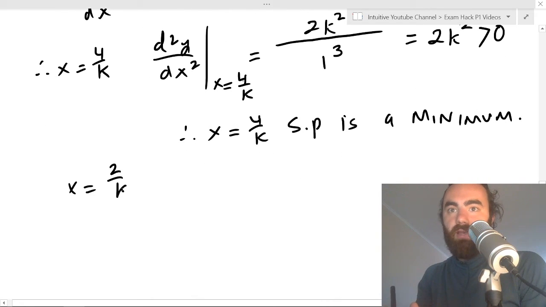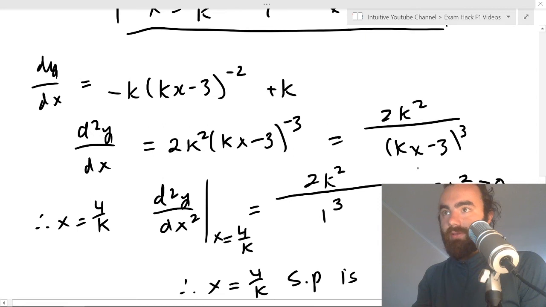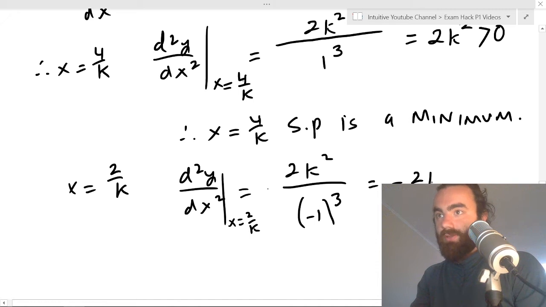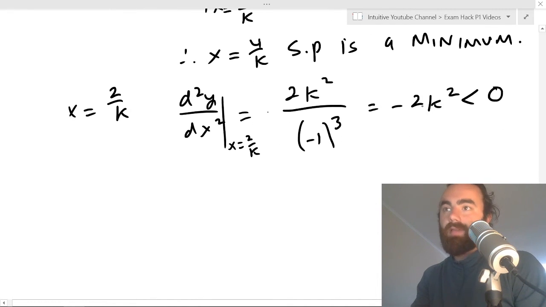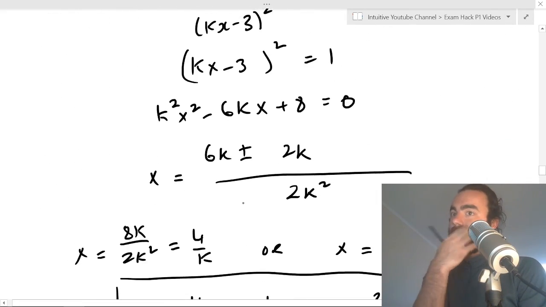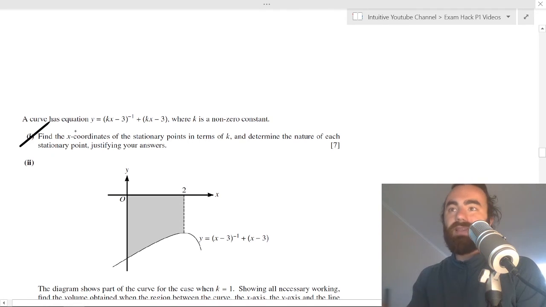And then you can do the same for the second one, where we substitute in x equals 2 over k, and we get 2k squared over 2 minus 3, so you get minus 1 cubed, which is minus 2k squared, which is less than 0, because k is greater than 0. So therefore our x equals 2 over k stationary point is a maximum. Cool, so we've determined where those stationary points are in terms of k, and also the nature of those stationary points. And that's 7 marks right there.